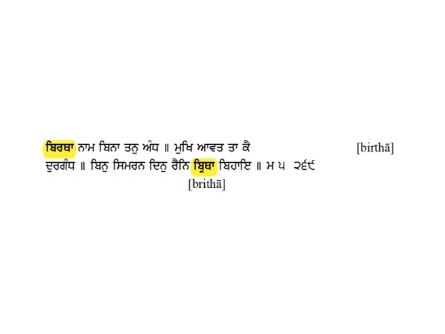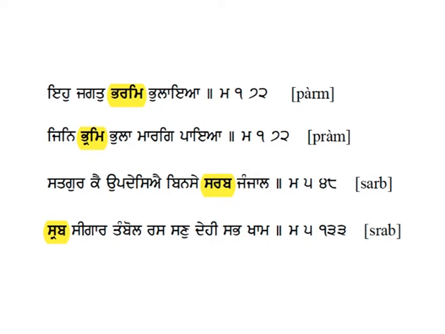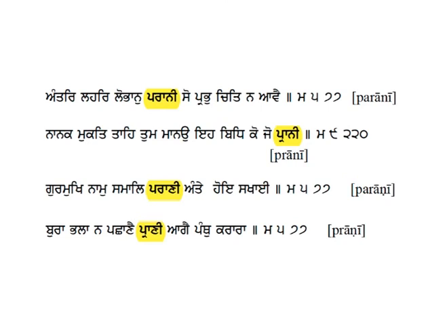Like the same, in the same utterance you have Britha and then Britha. So the first it is Britha and the second is Britha, and it should be pronounced as such. Like Param and Pram, Sarb and Srab, there are numerous examples. And you have Prani and Prani. Prani even with Ana, which you will see later. Now, this is a little difficult, but all the same, whether it is difficult or not, we have to pronounce.